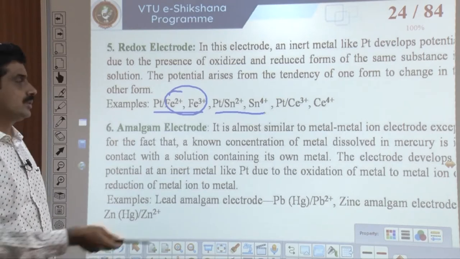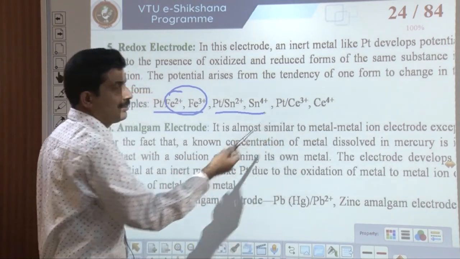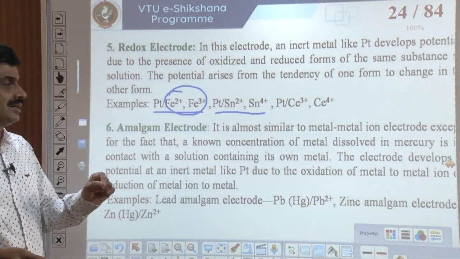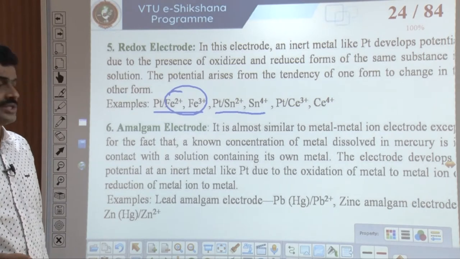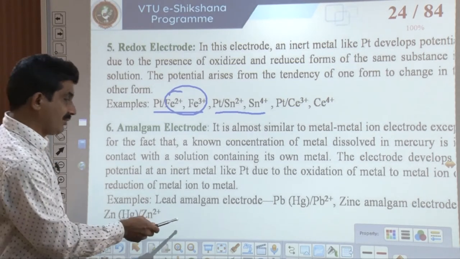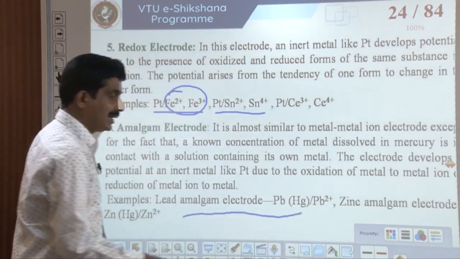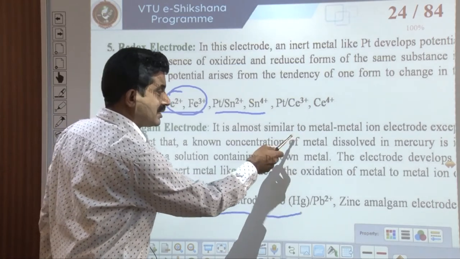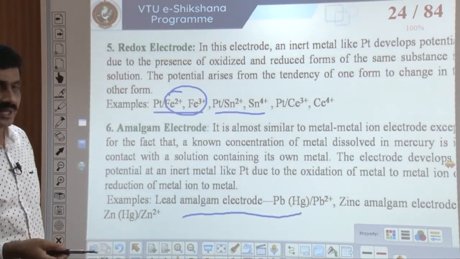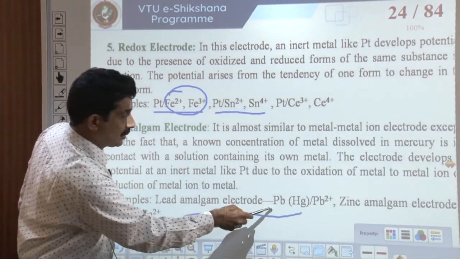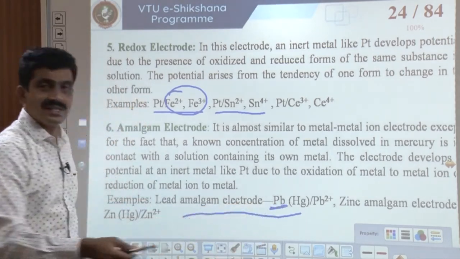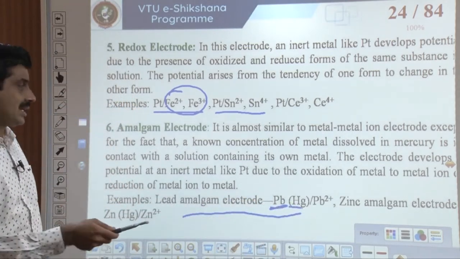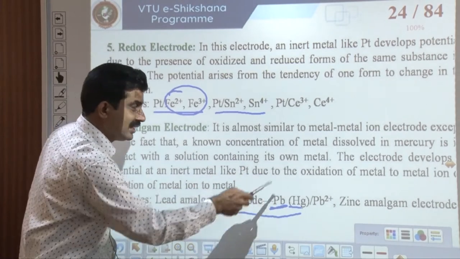Then the amalgam electrode. These amalgam electrodes are similar to the metal-metal ion electrode, except that a known concentration of the metal dissolved in mercury is in contact with a solution containing its own metal ions. For example, the lead amalgam electrode: lead in contact with mercury. A known concentration of lead is dissolved in mercury, and this must be in contact with a solution containing its own metal ions.